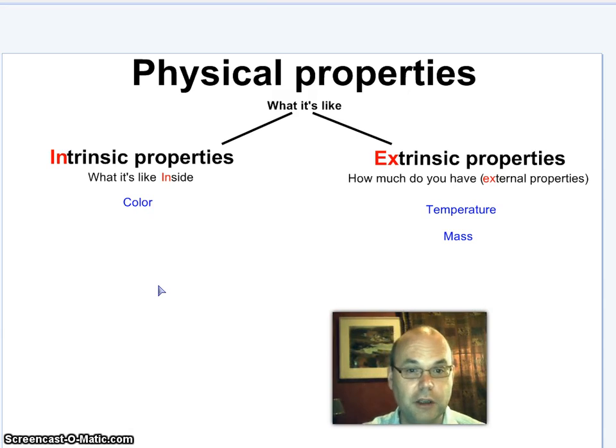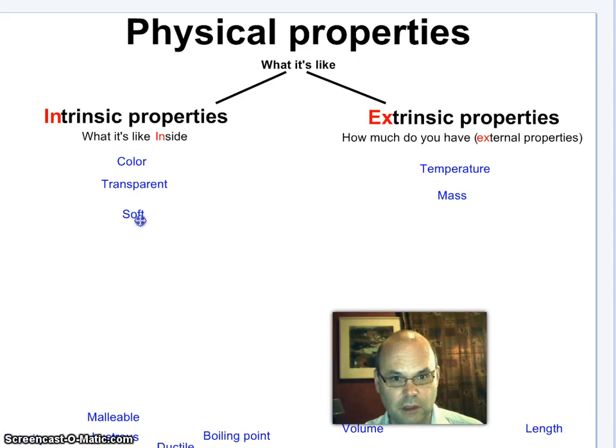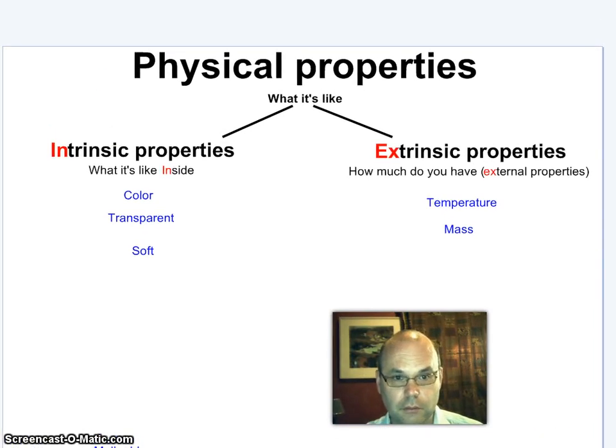So a piece of iron is grey, or some water is transparent. Doesn't matter if you've got a lot of water or a little bit of water, it's transparent, you can see through it. Something could be soft. Some metals are soft. Sodium is very soft, you can cut it with a knife. Let's see, volume, how many liters you've got. That's external, that's extrinsic.